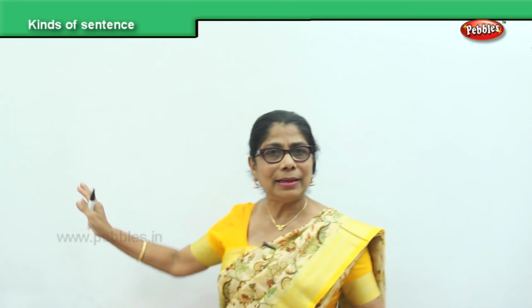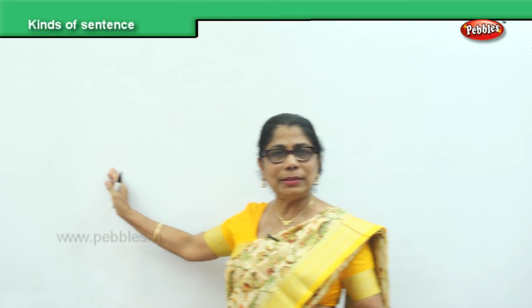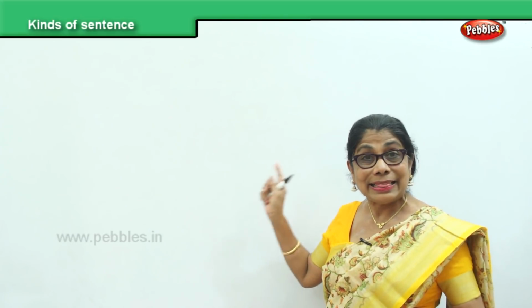Having learned a sentence has three parts, subject, verb, object, a sentence begins with a capital letter and ends with a full stop, exclamation or question mark. Now we're going to further learn there are four kinds of sentences. We learned a sentence is a group of words that makes complete sense. There are four different types of sentence.